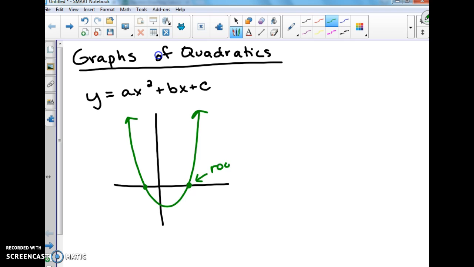These are what we call roots or zeros. You will have at most two. You could have two, you could have one, you could have no roots whatsoever. Roots are where it crosses the x-axis.